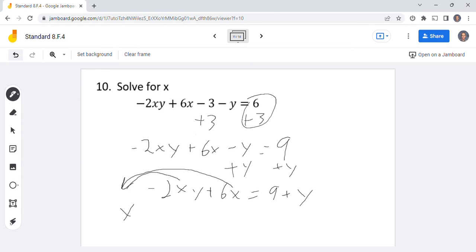We end up with x. Our first term has a negative 2y left in it. The second term has a 6 left in it. And over here we have a 9 plus y on the right hand side still.